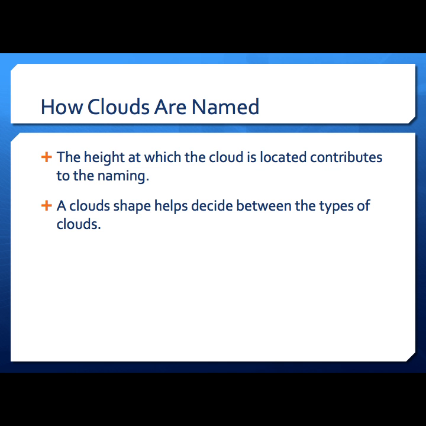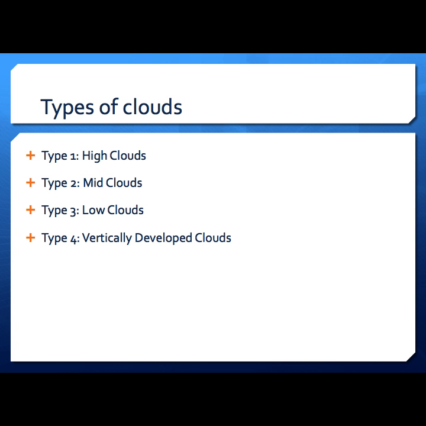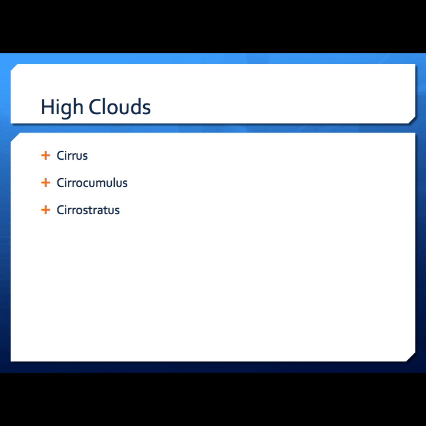How are clouds named? Clouds are named by their height and where they're located in the sky, and also the shape of them, because it helps you determine between different types of clouds. There are four types of clouds. The first one is high clouds. Then there are mid clouds, low clouds, and vertically developed clouds.